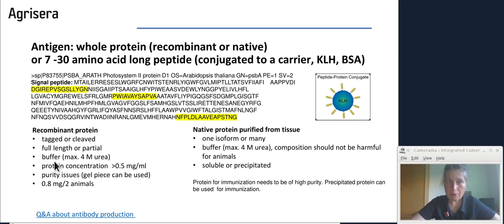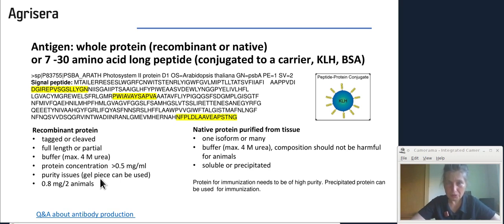So recombinant proteins may not be so useful to produce antibodies to detect proteins from families with many isoforms. When it comes to the buffer in which such a recombinant protein is provided, it can actually contain 4 molar urea. Protein concentration, the higher the better for the animal because it will lower the volume per injection.